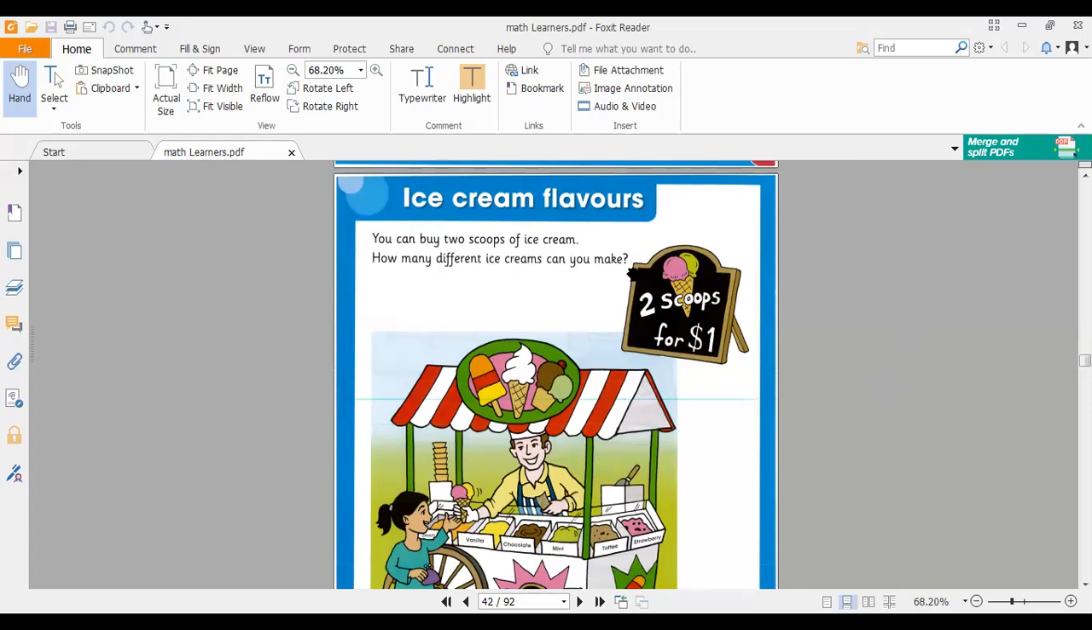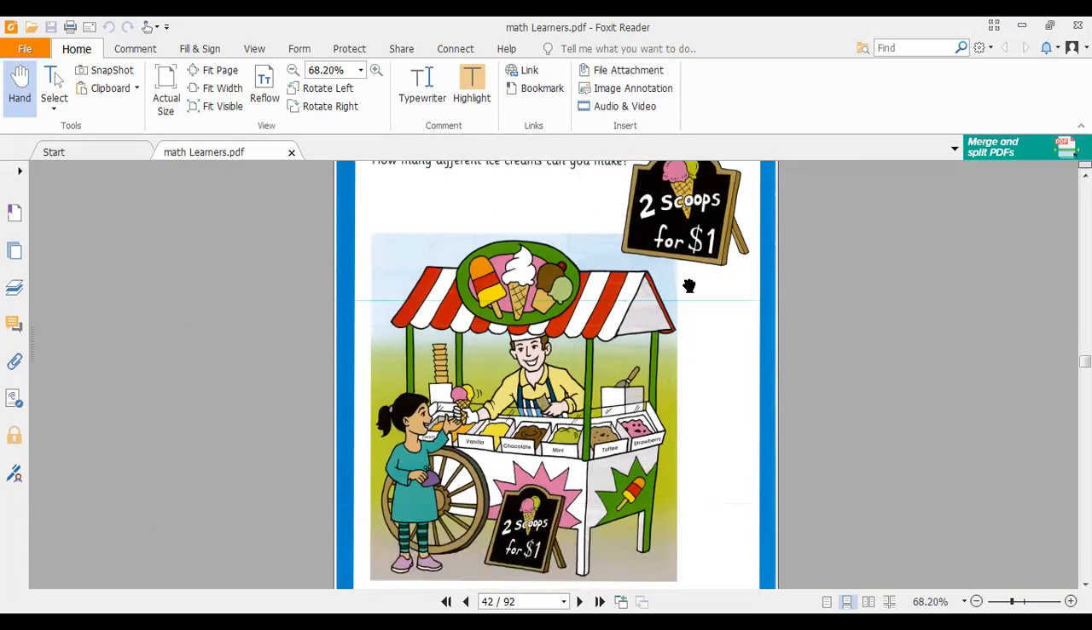How many different ice creams can you make? We can make many different ice creams because we have different flavors here. If we pay $1 to the shopkeeper, we are going to get 2 scoops of ice cream. First, let's see what flavors the shopkeeper has. We have peach, vanilla, chocolate, mint, toffee, and strawberry.